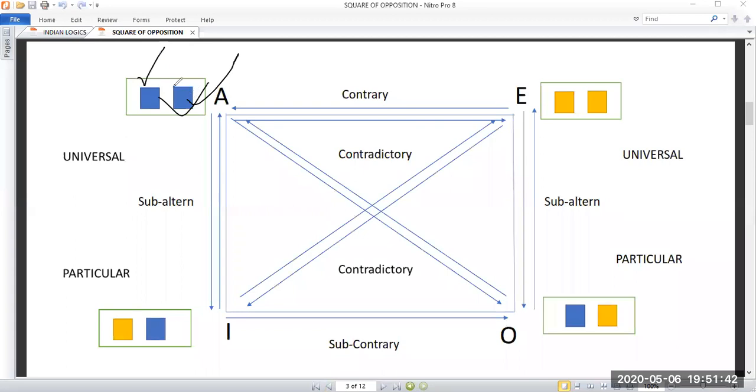If you compare this, so this is false. If universal is true, then definitely it is true. If universal is false, there are two possibilities. If you take the second possibility, both are yellow. But if you take particular, some are blue. So if universal is false, particular is also false. So same way we'll continue.